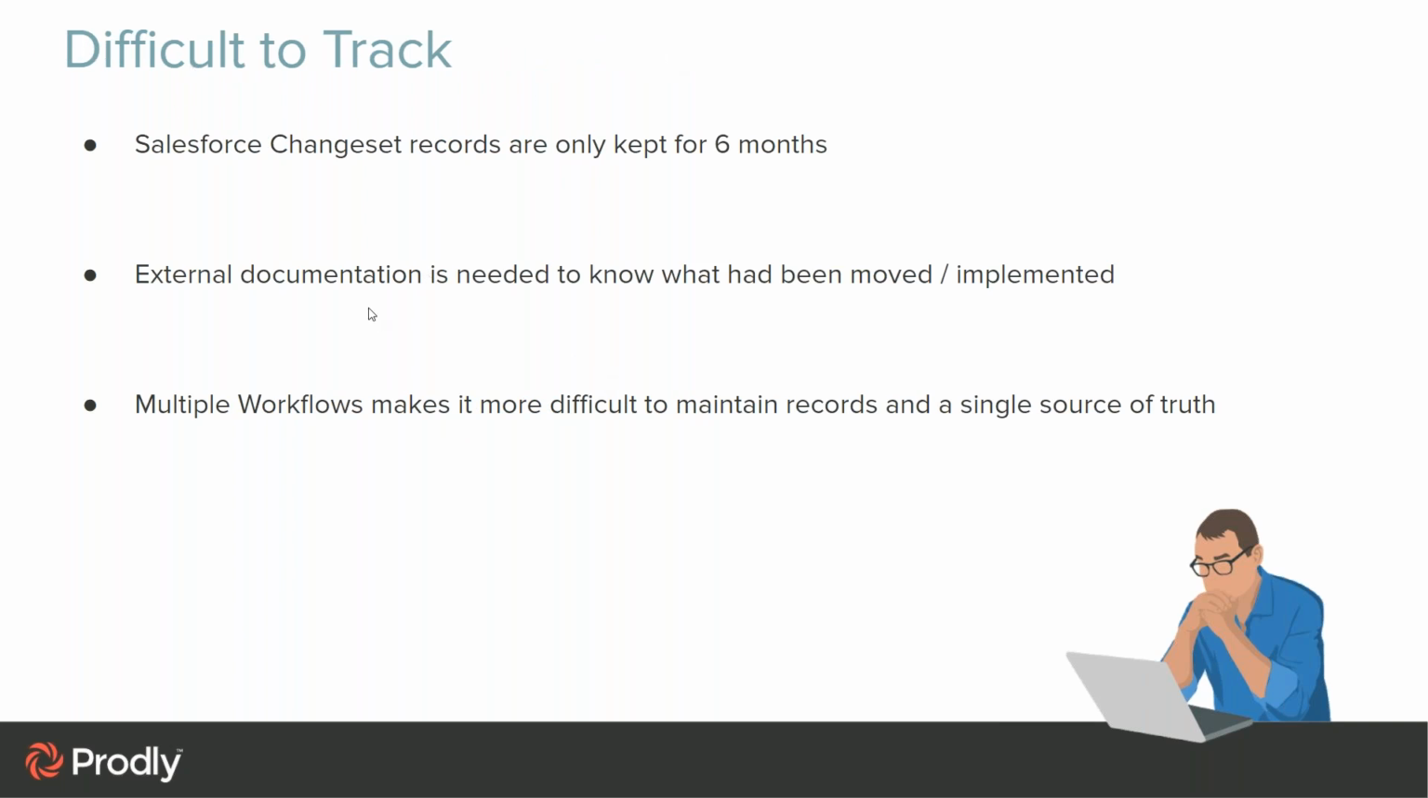Speaking of that, here we go. Salesforce change set records are only kept for 6 months. That's another thing. So if you needed to go back and see some of the other changes that you've made out of 6 months, can't do it. External documentation is needed to know what we have moved and what's been implemented. Again, it's that whole idea of knowing what we did, when we did it, and who did it. And multiple workflows make it more difficult to maintain records and a single source of truth.